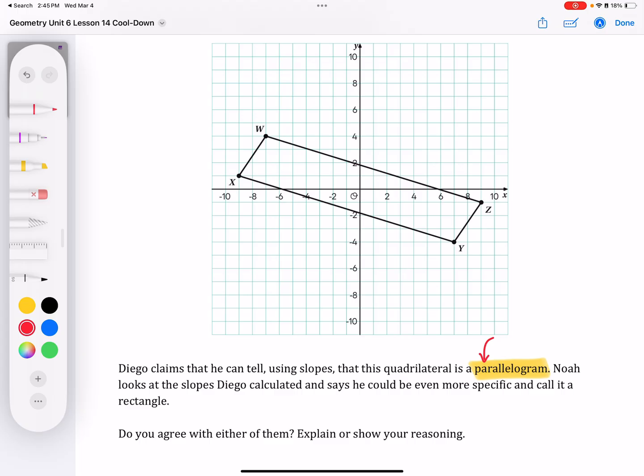So we can say, in a parallelogram, opposite sides are parallel. Next, I'm going to highlight opposite sides, and I'm going to calculate the slopes of each side length.